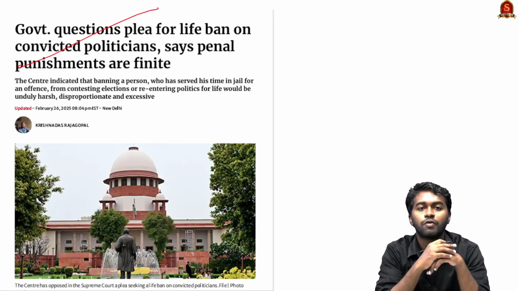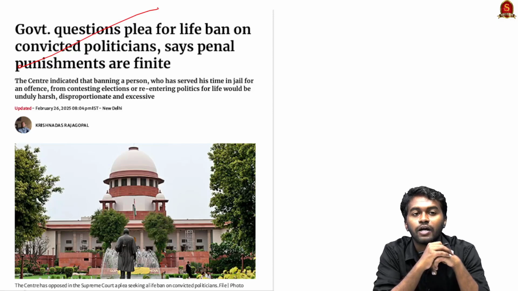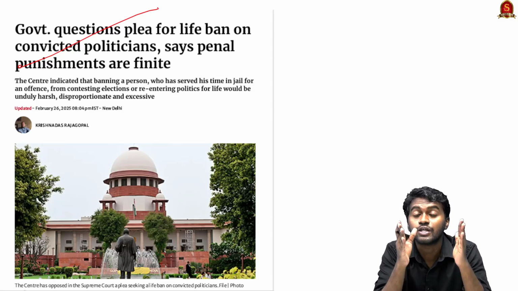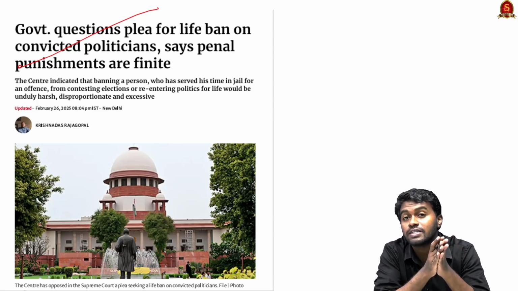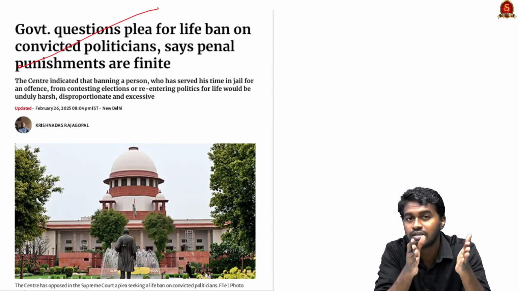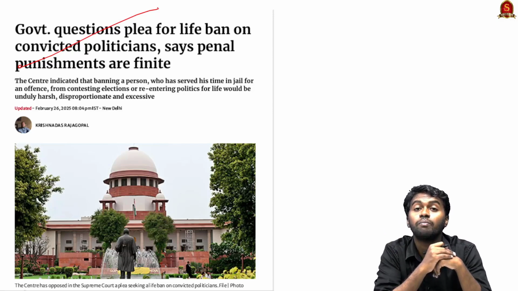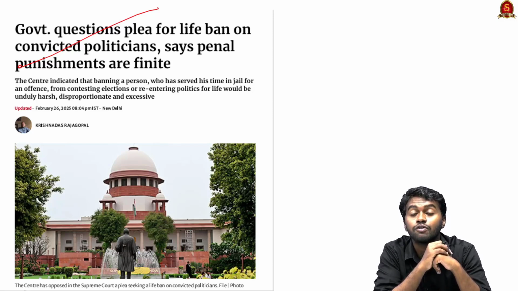Government questions plea for life ban on convicted politicians, says panel; punishments are finite. The article is taken from The Hindu. Recently, a debate has resurfaced between the Supreme Court of India and the central government. The central government says that convicted politicians are banned from contesting elections under Section 8 of the Representation of the People Act 1951, and that this is enough. On the other side, the Supreme Court argued, how can a person who broke the law become a lawmaker? In this background, we are going to see the salient features of the Representation of the People Act 1951 and its important provisions.